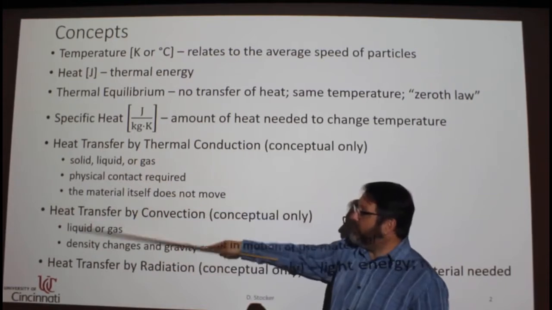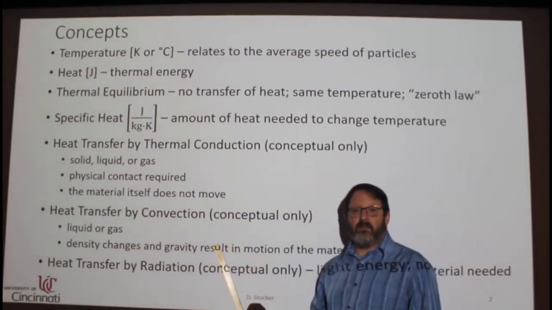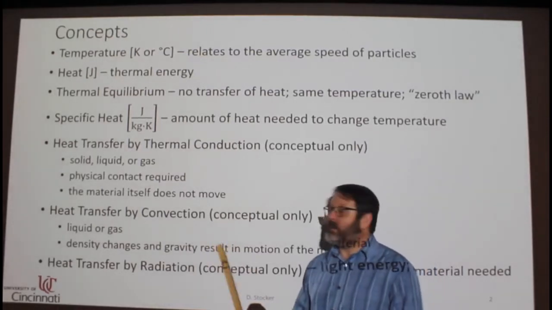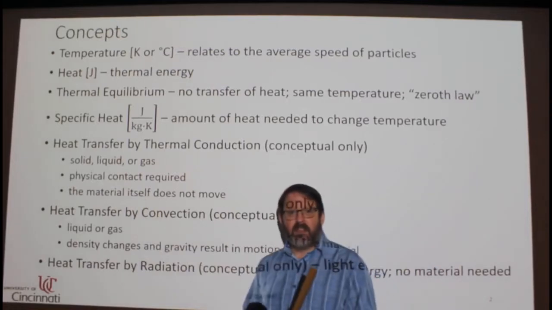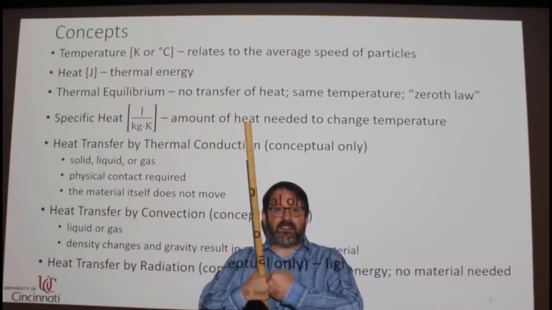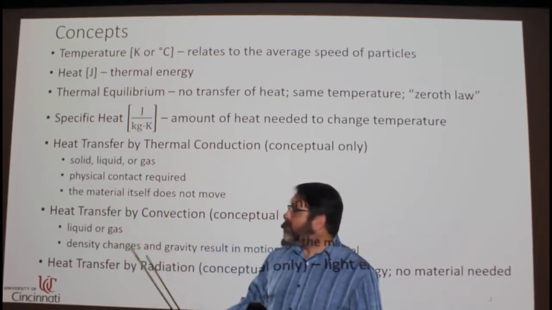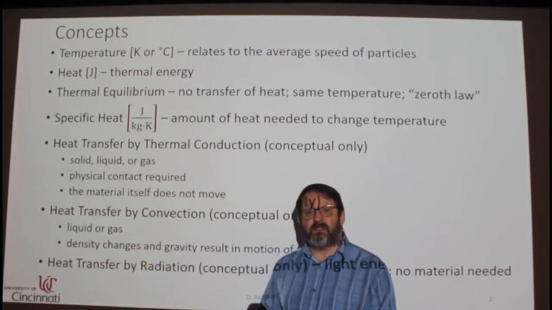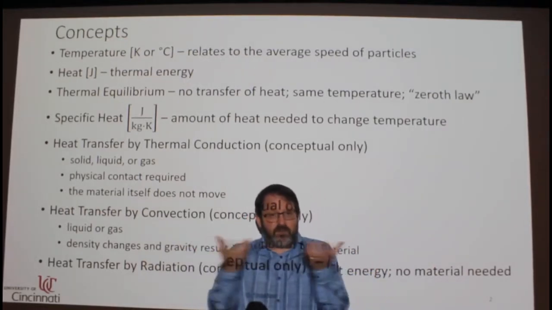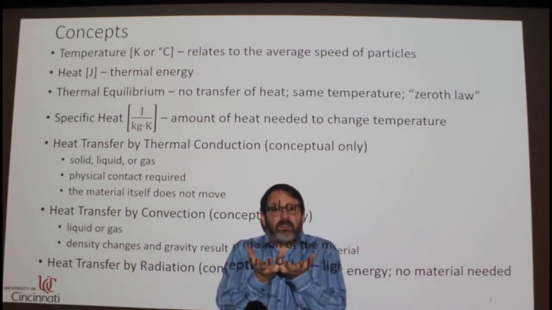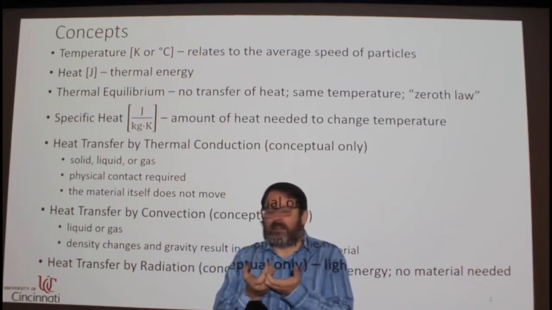We will look at 3 different methods of heat transfer, but only conceptually. We're not going to do the mathematics that's associated with any of these. So the 3 types of transfer, one is thermal conduction. That's when two objects are physically touching, and they can be solids, liquids, or gas, and the material itself doesn't move. So that's the example that I just gave. If you have two solid objects, you put them next to each other, and they're different temperatures, then heat will transfer from one to the other through that direct contact.